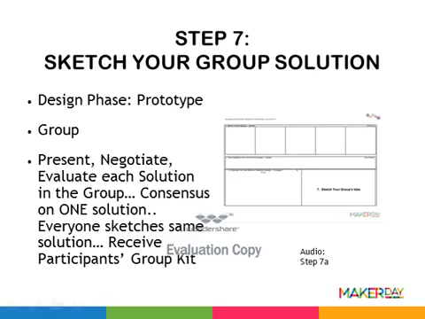What happens in step 7 is each member will present their solution, explaining their goals, their wishes, their insights, and a little description of what their sketch looks like. Everyone will get a turn in the group, and then there will start to be a negotiation. What they need to negotiate is they need to evaluate each solution in the group and come to some kind of consensus as to which one solution they would like to prototype.